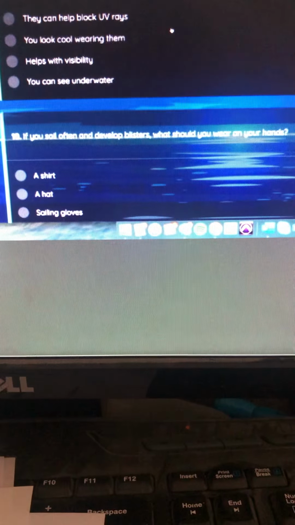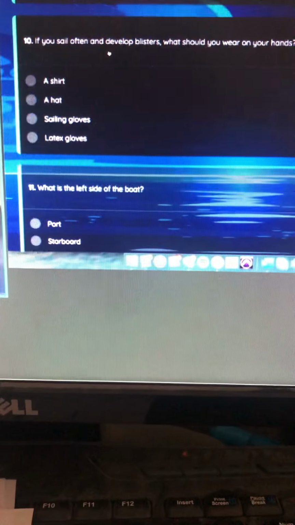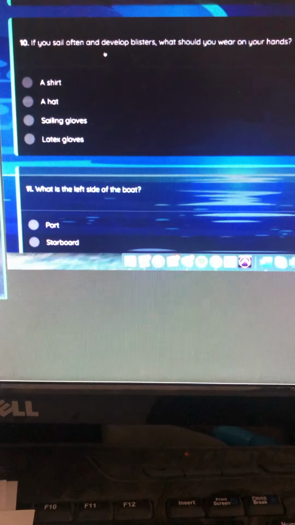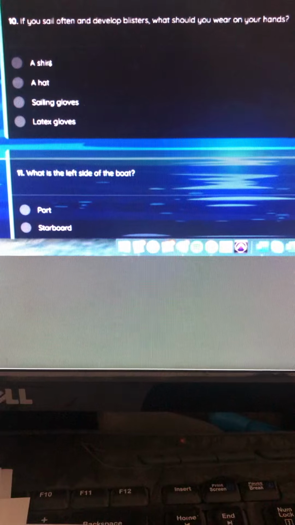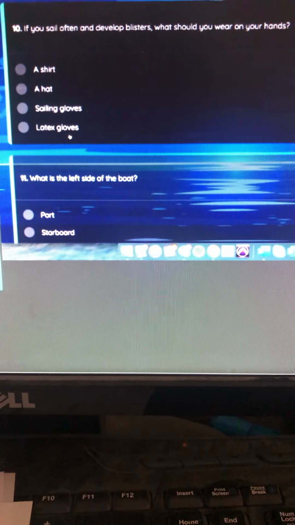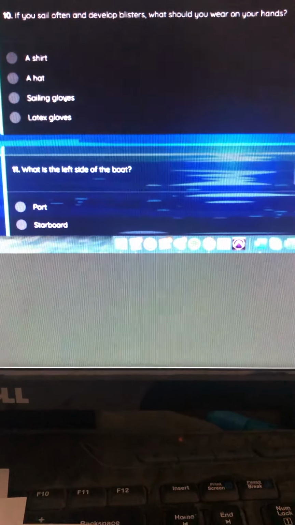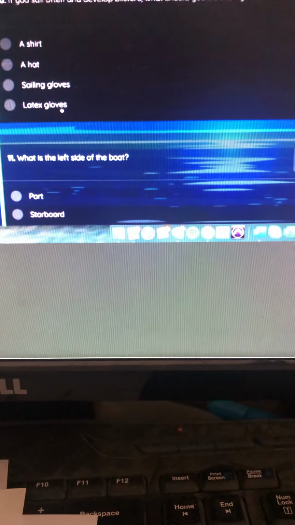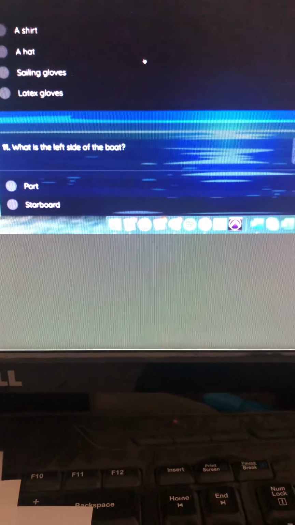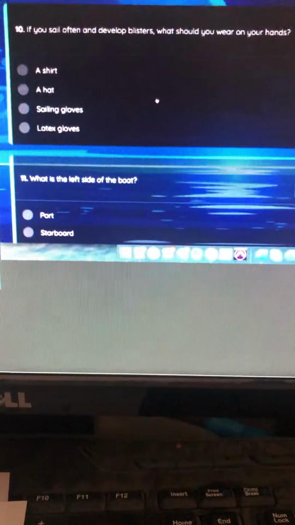UV rays. Okay, if you sail often and develop blisters, what should you wear on your hands? A shirt, a hat, sailing gloves, or latex gloves? That one is sailing gloves. Latex gloves are like the gloves that doctors will wear, so it's definitely not that one. And a shirt and a hat don't go on your hand.